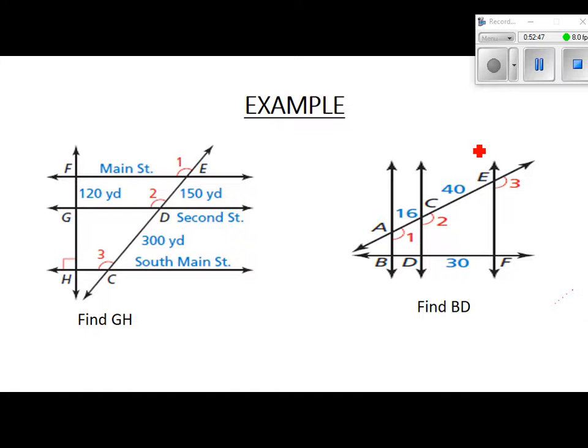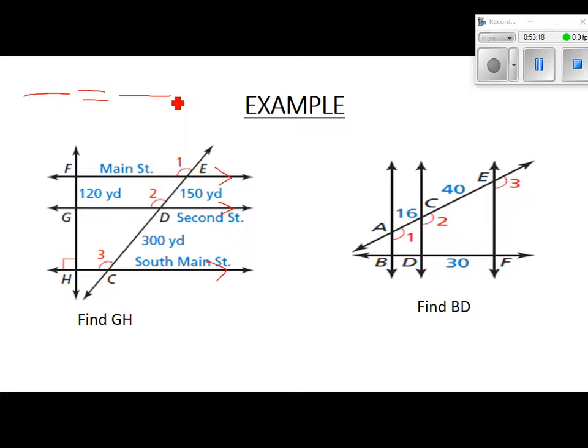So looking at this example, I know angle 1's congruent to angle 2. If angle 1's congruent to angle 2, what's that tell me about Main Street and 2nd Street? They're parallel. I know angle 2 and angle 3 are congruent. They're corresponding angles, just like before, right? Corresponding angles. What's that tell me about 2nd Street and South Main Street? They're parallel. What's that tell me about all 3 of these? They're all parallel. Now we could set up a proportion, matching up stuff.